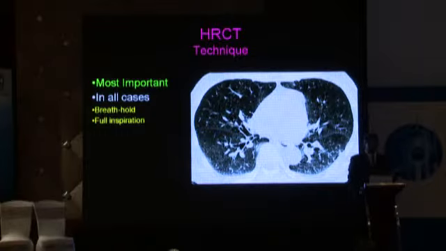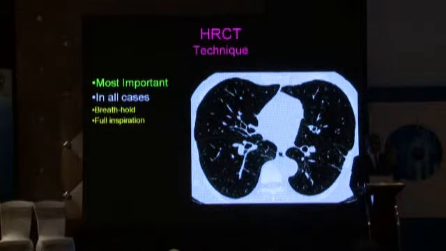Nevertheless, when we see a gradient that goes from non-dependent to dependent, as we're seeing here, we see an increasing whiteness that goes from non-dependent to dependent. This is an expiratory image. And again, there is a chance that if we're not very sure of our images, we might say that there is ground glass attenuation in the dependent segment.